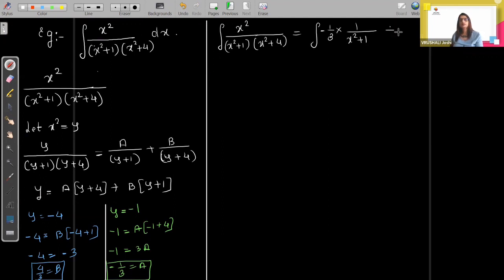Plus 4 by 3 into 1 by x square plus 4 dx, correct? So this will then finally be written as I integration is equal to minus 1 by 3 integration of 1 by x square plus 1 dx plus 4 by 3 integration of 1 by x square plus 4 के जगह पे I can write down as x square plus 2 square, correct?